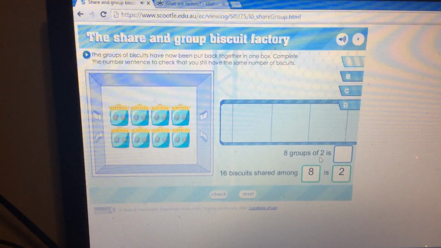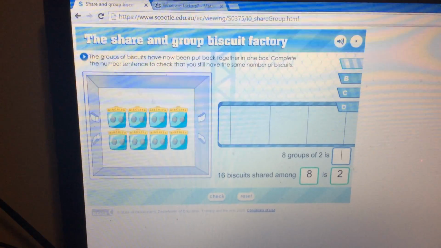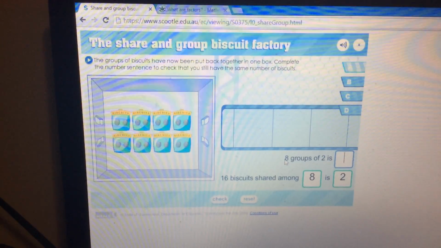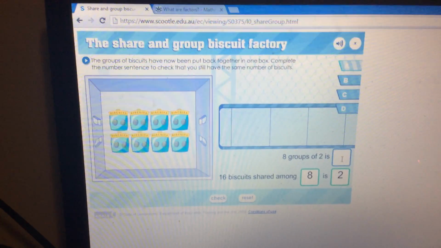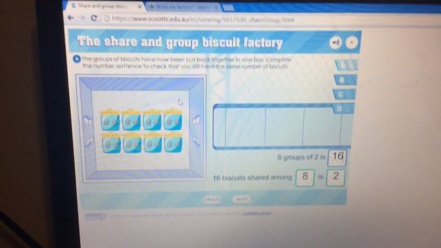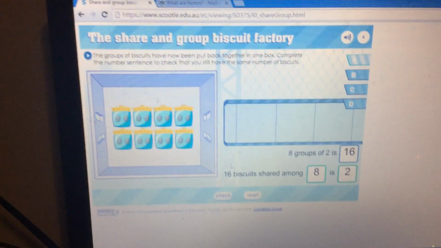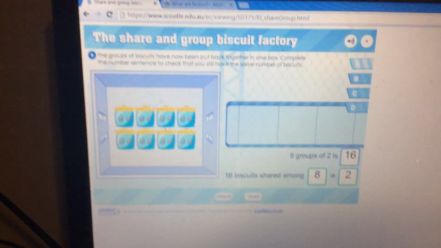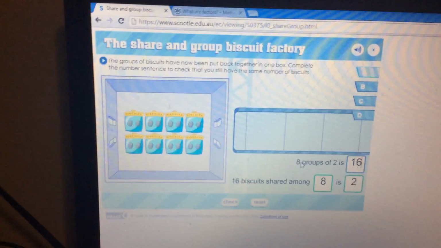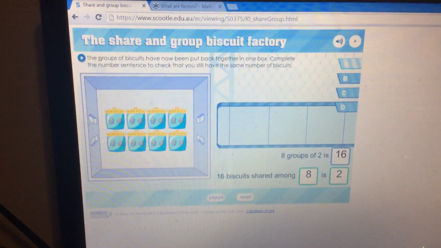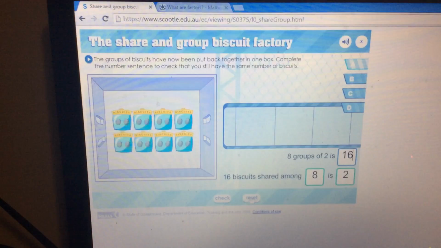Okay, so 8 groups of 2 is, so you can use your double strategy, so 2 times, or your multiplication. 2 times 8 is 16. And so if it's still children's language, they can count the biscuits out to double check. So basically you're writing a word sentence with the numbers and you're reversing it using all different types of language with the same figures. Oh, you're going to press check. If I can find my mouse, there we are.